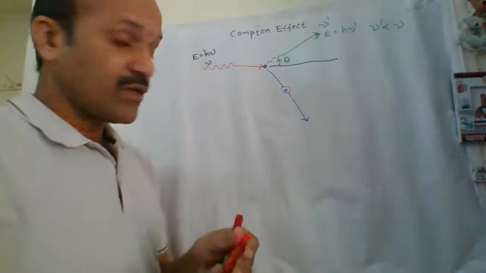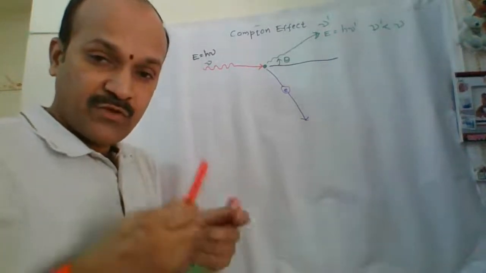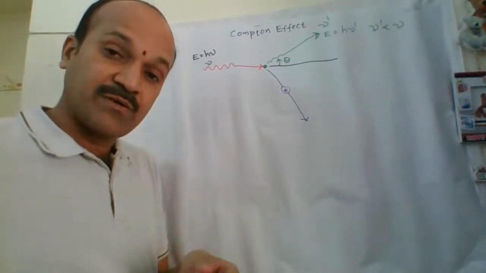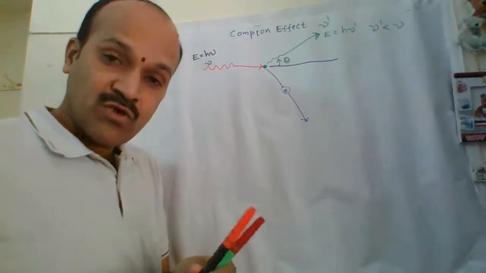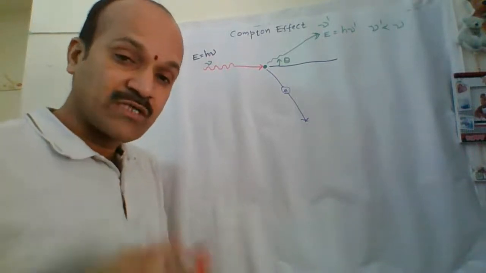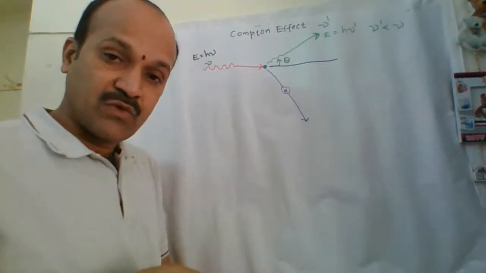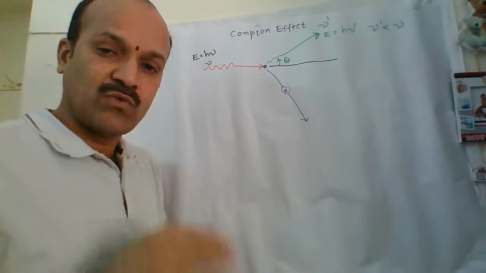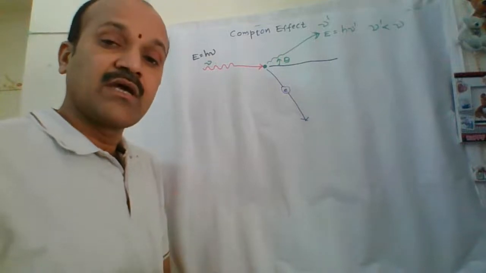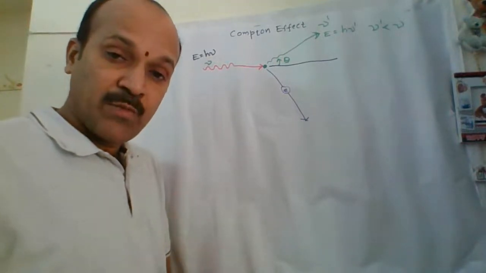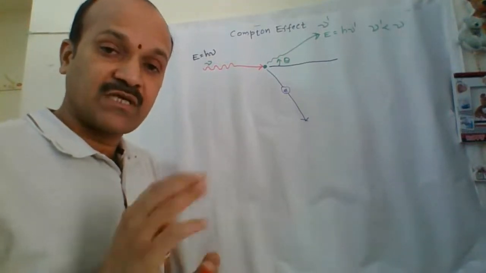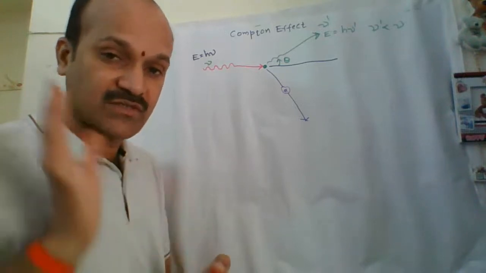When you apply the law of conservation of momentum, what is it? The algebraic sum of total momenta in a collision phenomenon is zero, or more clearly, the total momentum before collision is equal to the total momentum after collision. That's all.